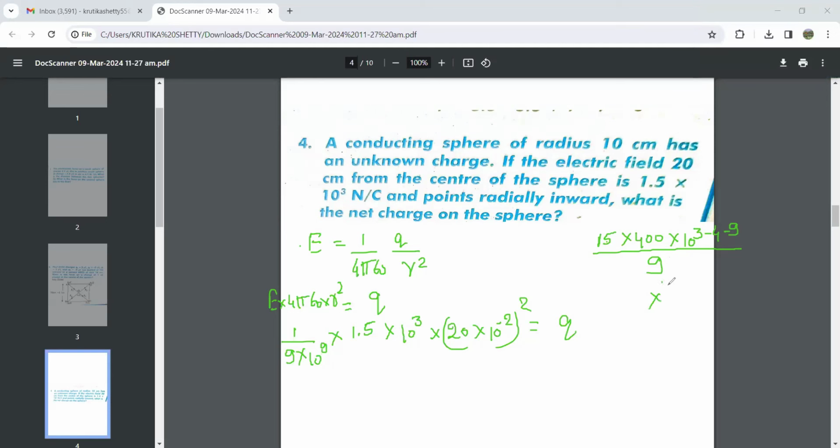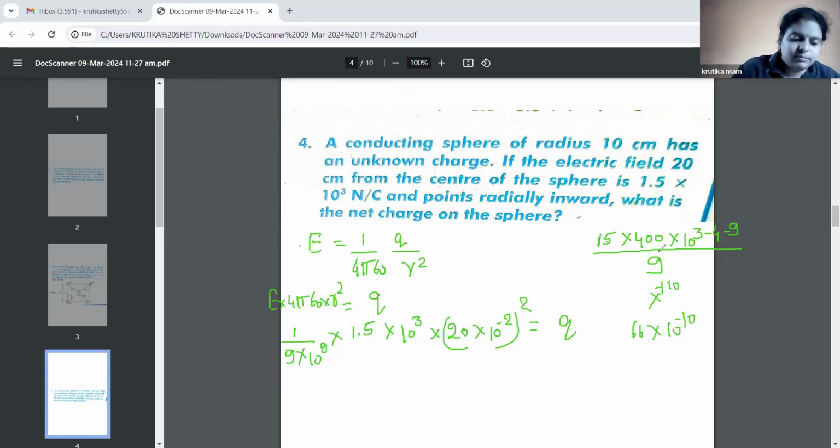Ma'am, answer is 66 into 10 to the power of minus 10. Yes, so 66 it will come. Minus 9 minus 4 is minus 13, minus 13 plus 3 is minus 10. That is 10 raised to minus 10. And here we have 15 into 4 is 60, 6,000. 6,000 divided by 9. Yes, so here exactly we will get it as 666.6 into 10 raised to minus 10.